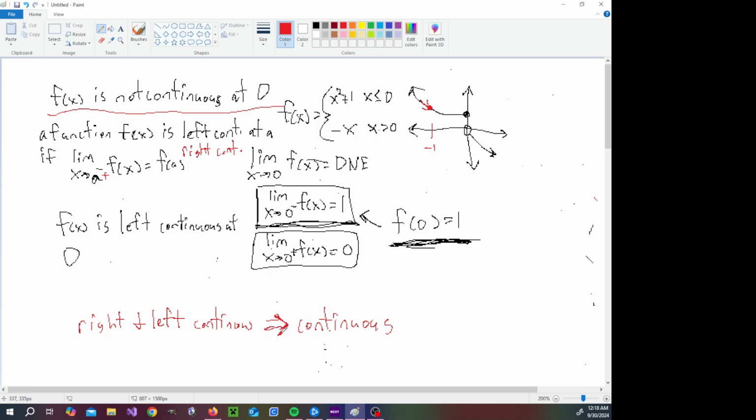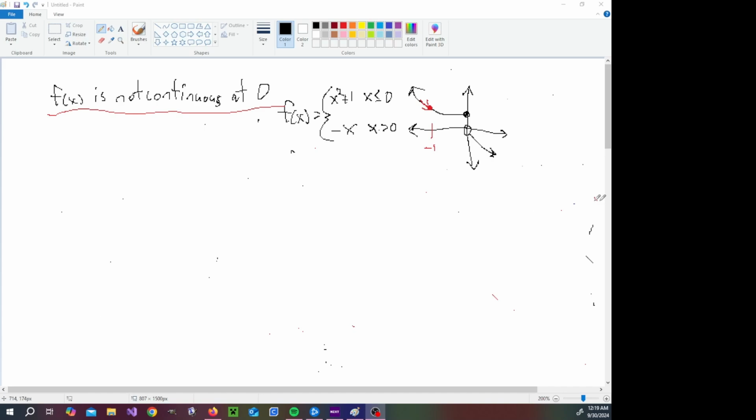And if I already have that I'm continuous, well then it turns out I must also be left and right continuous. So I can make that arrow really go both directions. If I'm right and left continuous, well then I'm continuous. If I am continuous, well then I must be left and right continuous. So that's useful. And that's where these piecewise functions really come into play. Okay, very good.